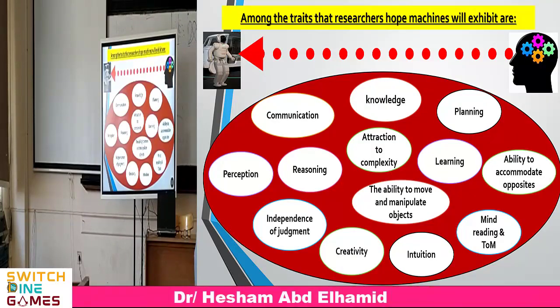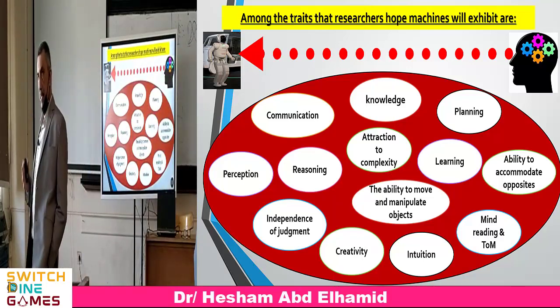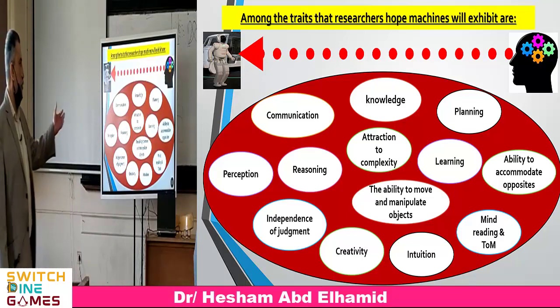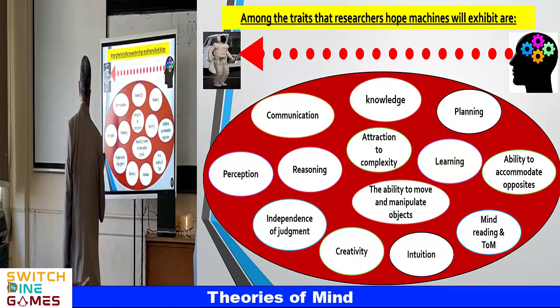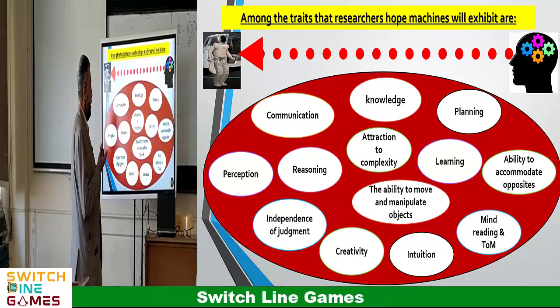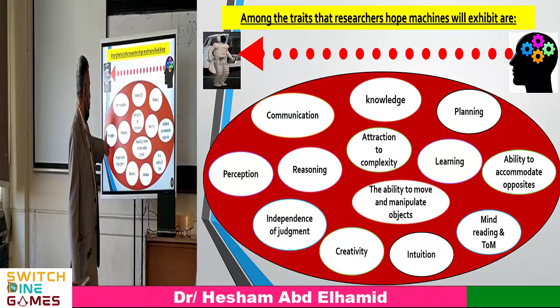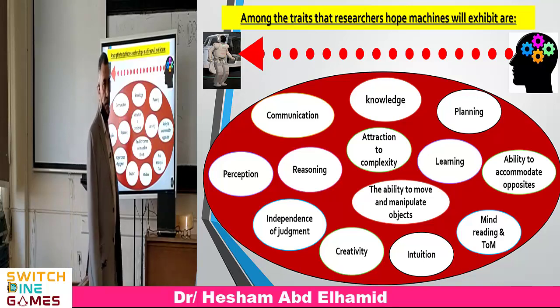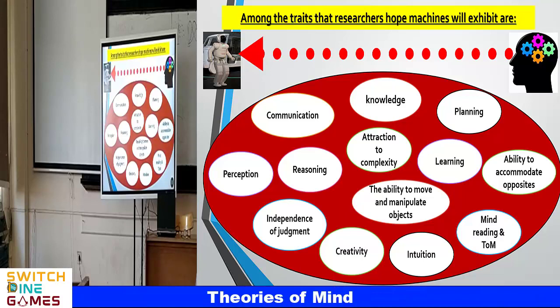So we have a lot of space or a lot of capabilities, a lot of abilities that we hope the machine will exhibit. For example, knowledge, planning, communication, perception, reasoning, attraction to context, learning, ability to accommodate opposites, the ability to move and manipulate objects, independence of judgment, creativity, intuition, and mind reading and theory of mind. These are some of the capabilities you hope that the machine will exhibit.